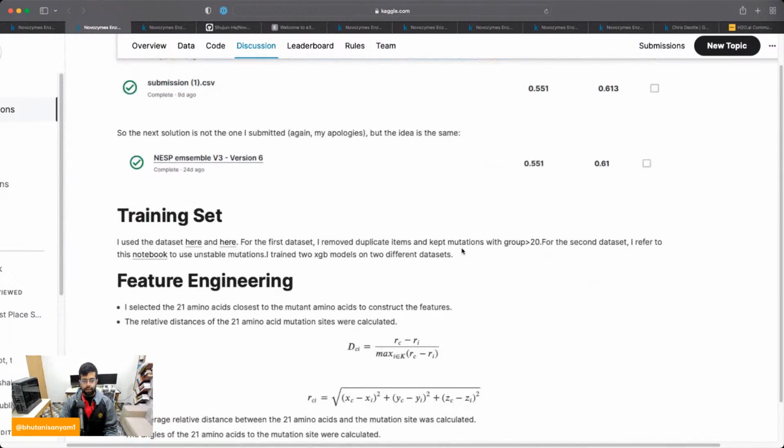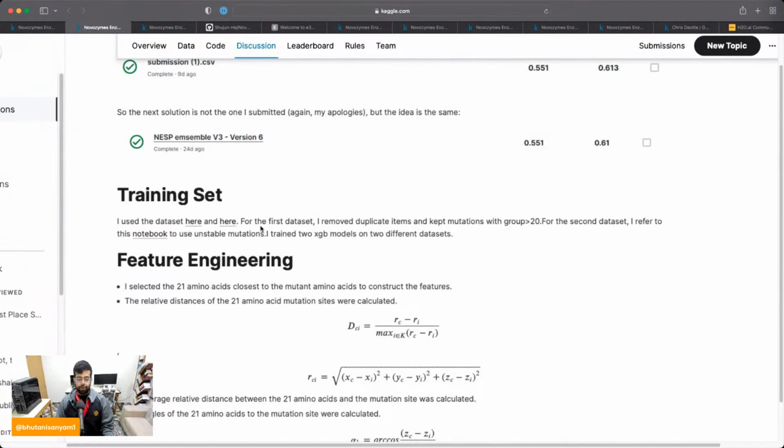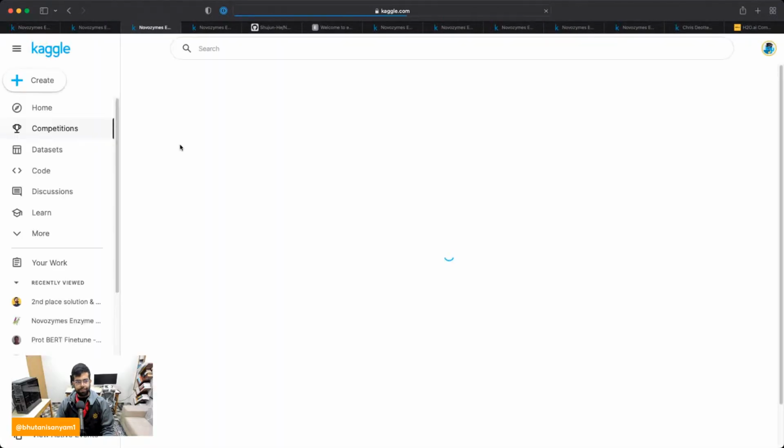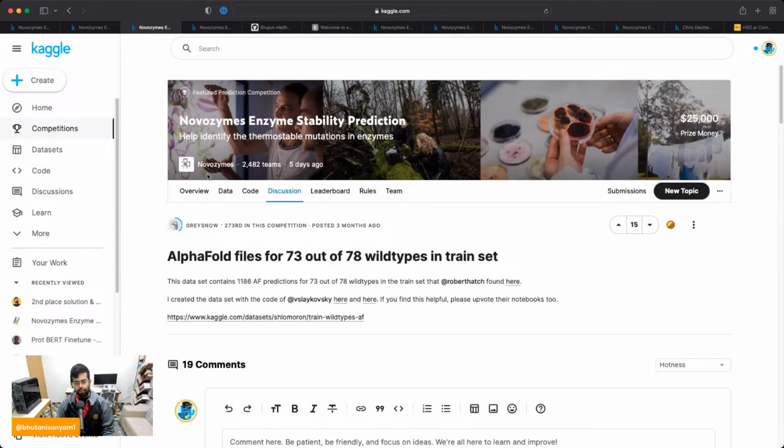For training, he had used different data sets shared in the competition. We looked at PDB and what those were. Many of these were shared through the competition, and you could have used those to your advantage or diligently. For the first data set, he removed duplicate items and kept mutations with group greater than 20. I read through some of this, but again, it was too much domain knowledge for my brain at least, and I gave up after a while. But I assume it's relevant to how amino acids work and the like. And for the second data set, he had used this notebook, or this discussion, as I understand. Okay, it points to a notebook.